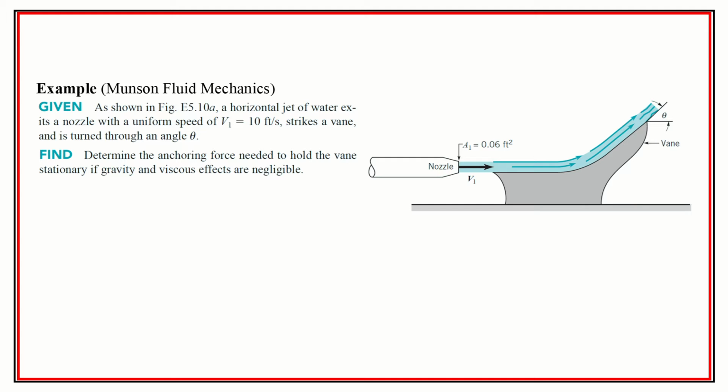Continuing on in class 13 in fluid mechanics, here is an example out of Munson's book. Here is a stationary vane where we have a nozzle that is pushing water onto it, and we want to find out the anchoring force that's needed to hold the vane stationary if gravity and viscous effects are ignored. So, where is that? Let's see here.